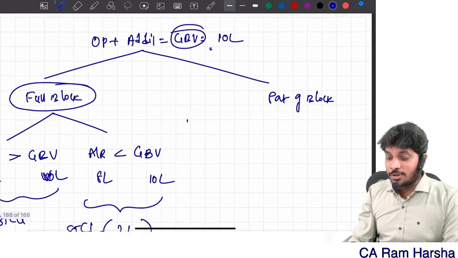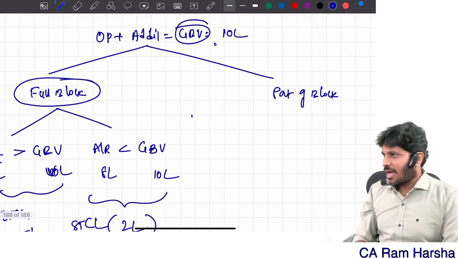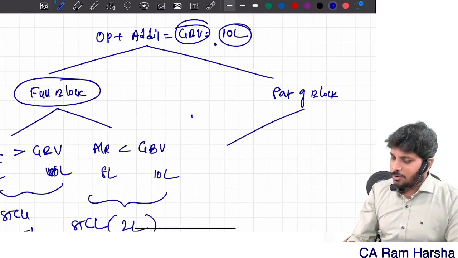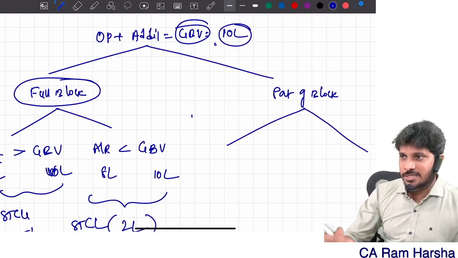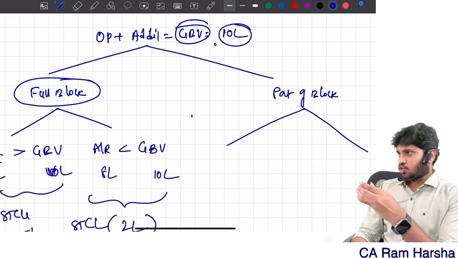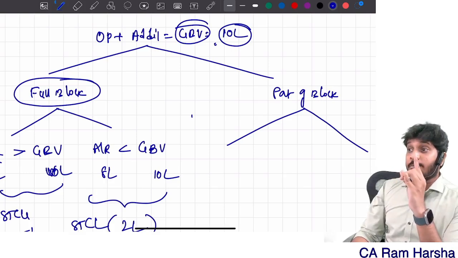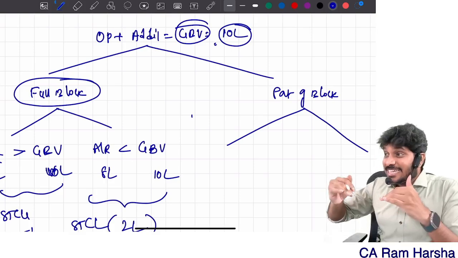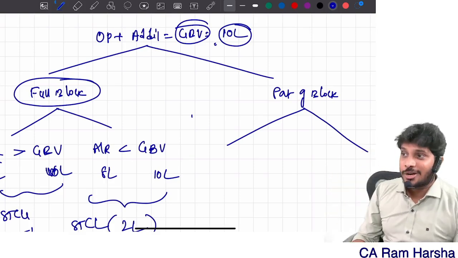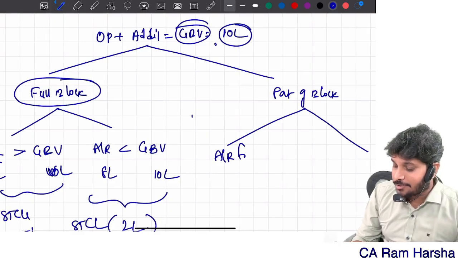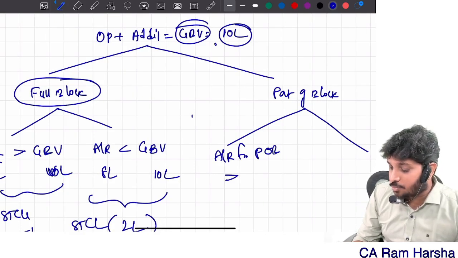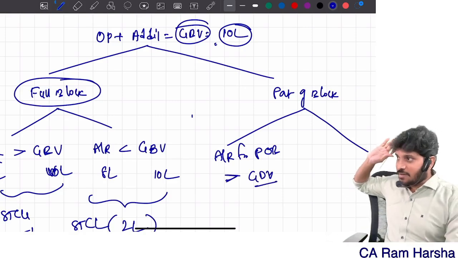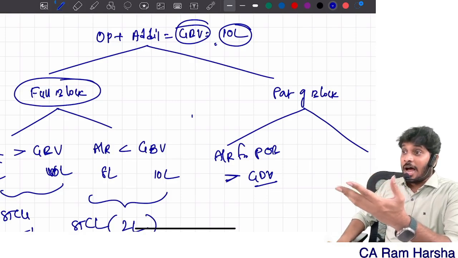Now, let's again come back to opening value and additions put together, 10 lakhs. Now, actually we sold some assets, but the number of assets we sold, compared to the number of assets right now in the block, is lesser. You know what? Amount received for part of a block is more than the gross block value itself. Full block value is 10 lakhs, but I just sold 2 assets and I got 15 lakhs.